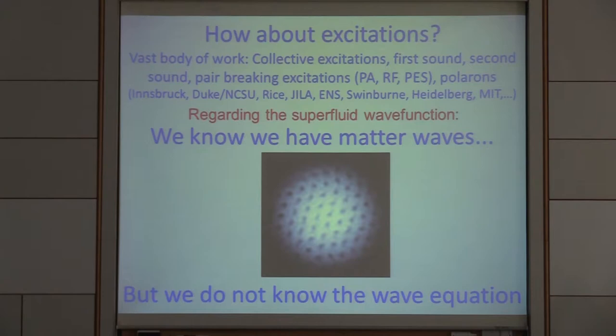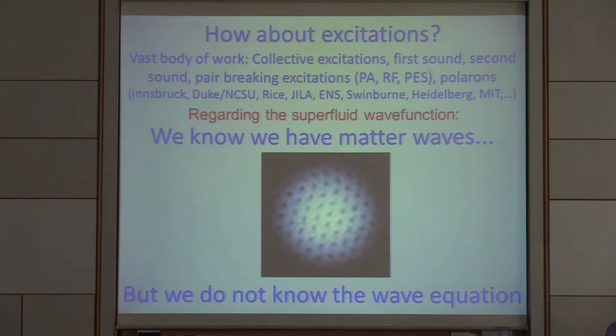What about the superfluid wave function? We do know that we have matter waves, but we don't know what the wave equation is. So this is very different from the good old times when we had a Gross-Pitaevskii equation and could compare experiments and theory in pristine fashion to each other, and it all worked beautifully. This is a strongly interacting Fermi gas, so I cannot write down easily an equation that captures what I see. There are, of course, approximations which you can tailor to work, but a priori we don't know this wave equation.